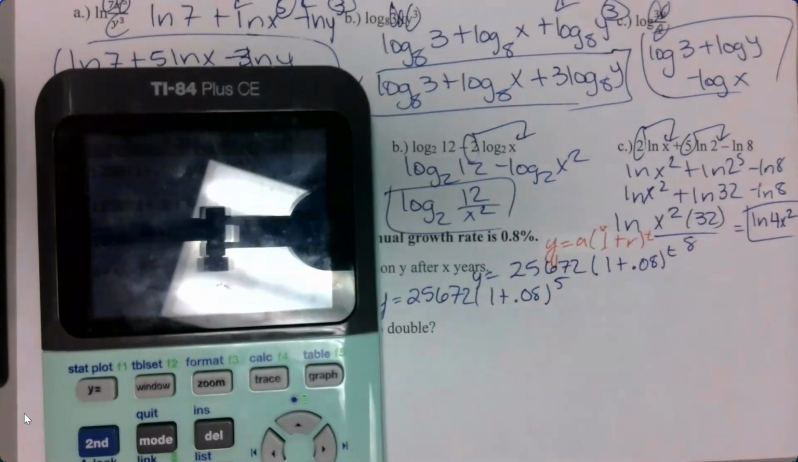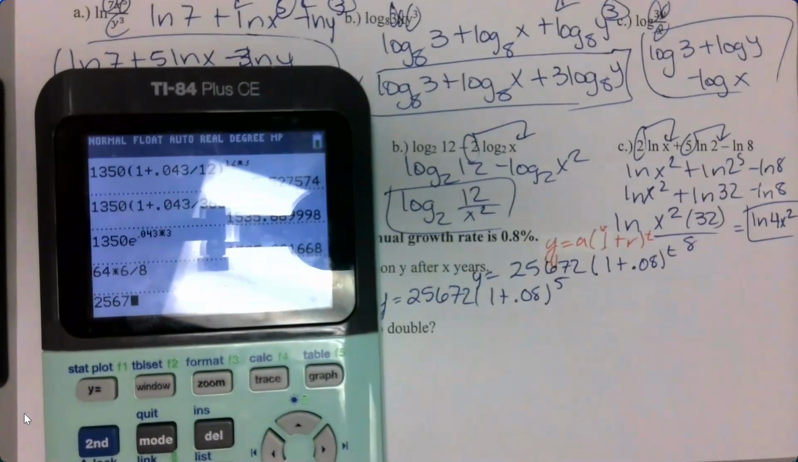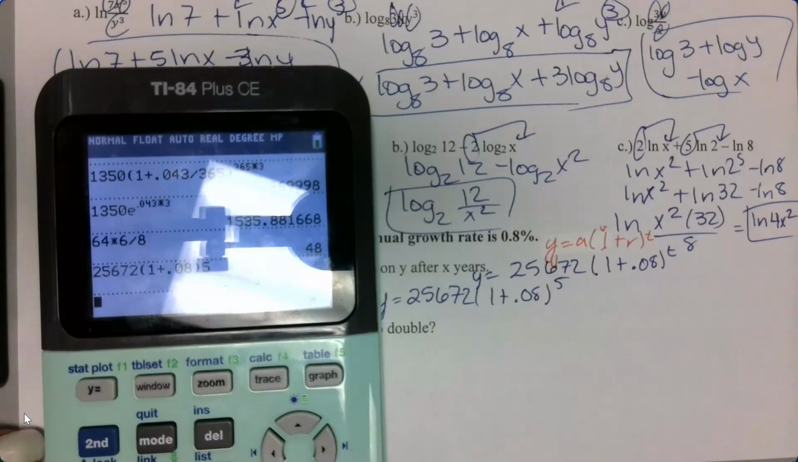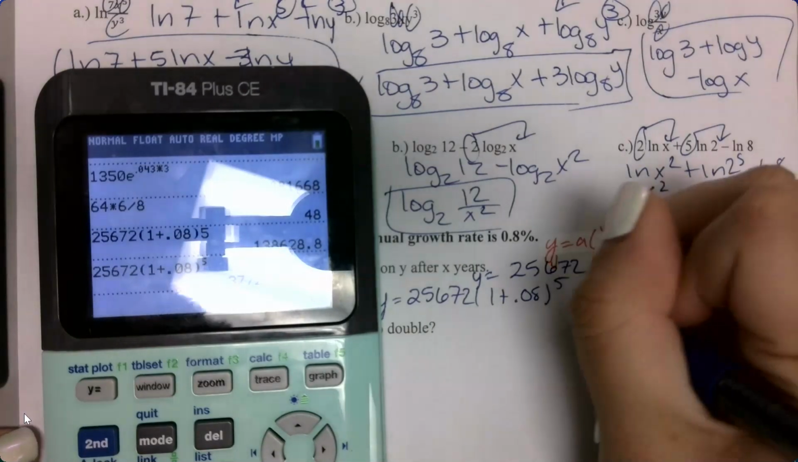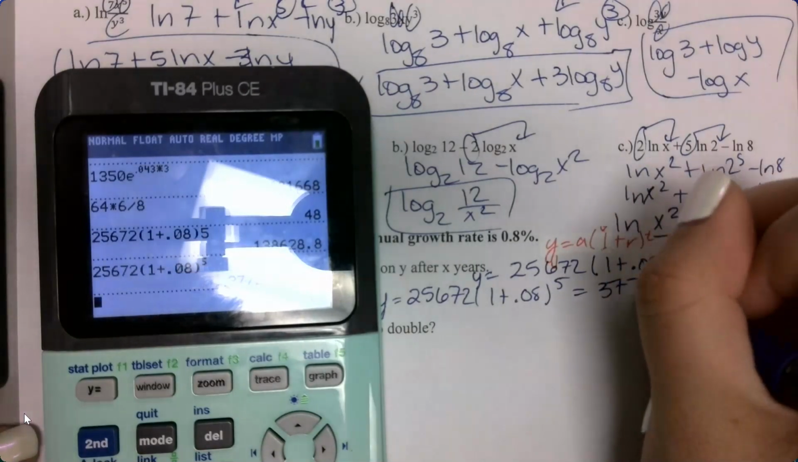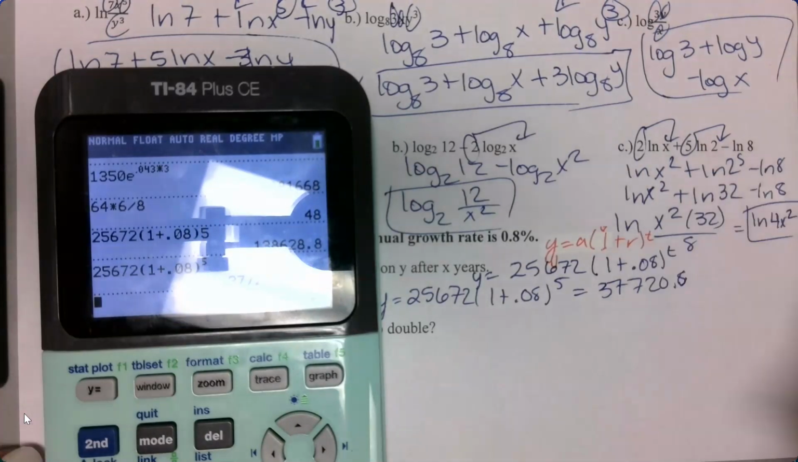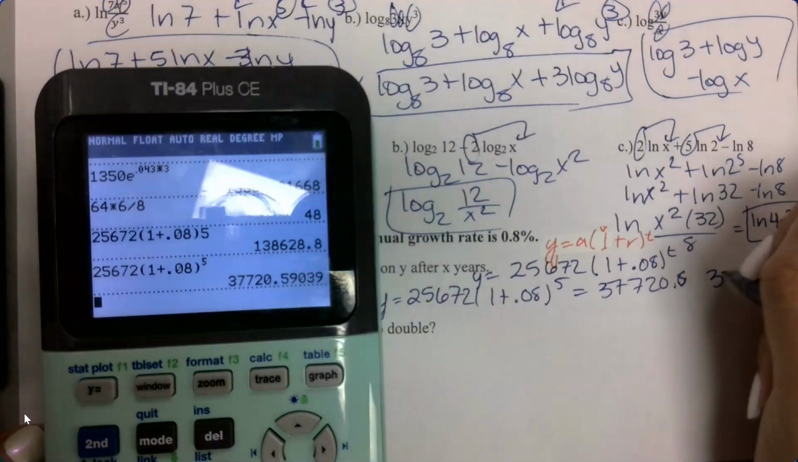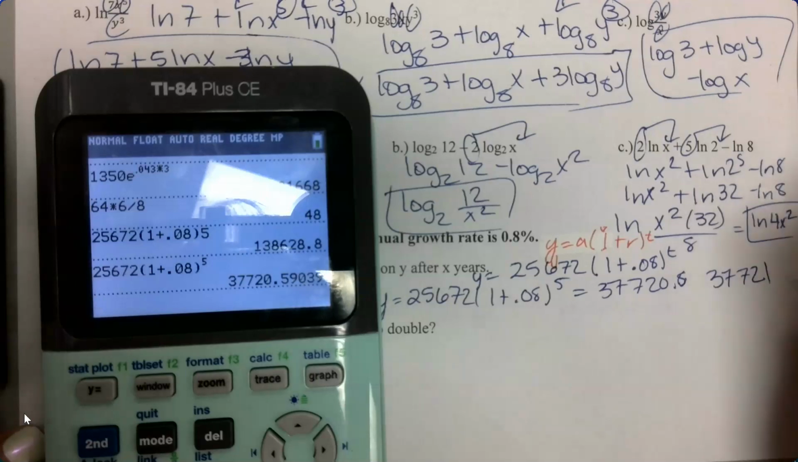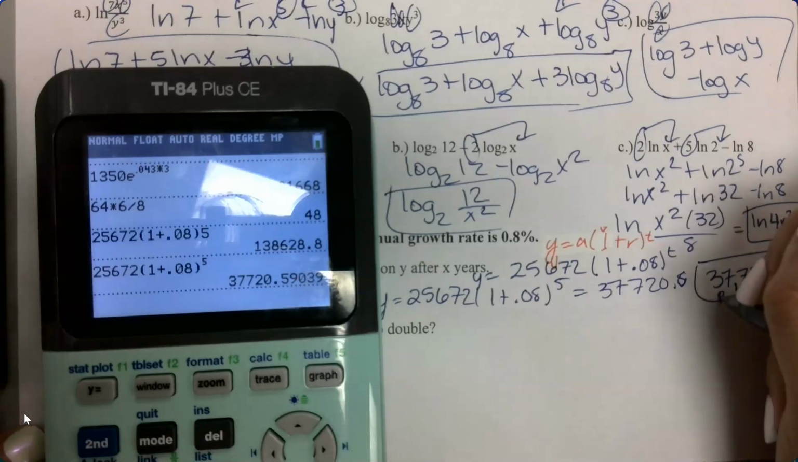Go ahead and type this in. 25,672 times 1 plus 0.08 to the 5th power. Did it wrong. Gets me 3,720.6. But I'm talking about people, so I want to make this a whole number. 3,721 people.